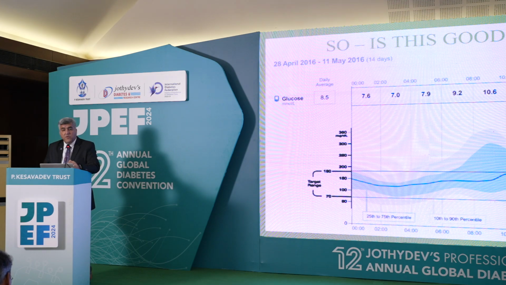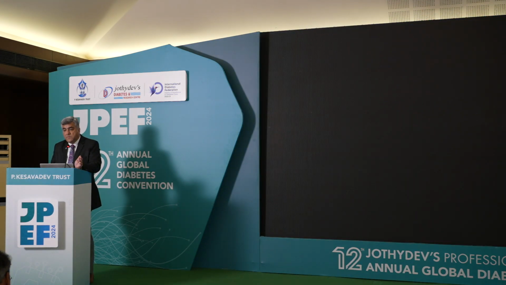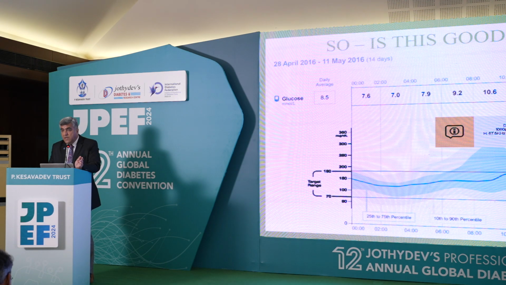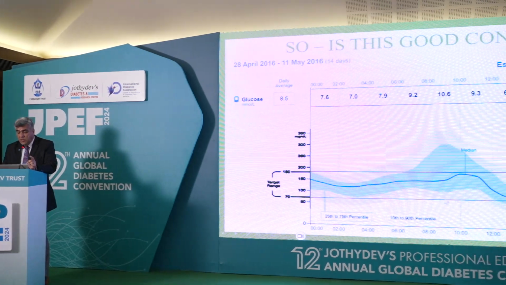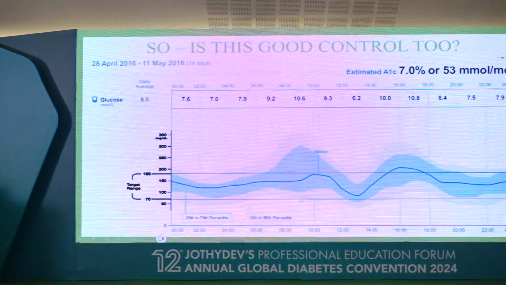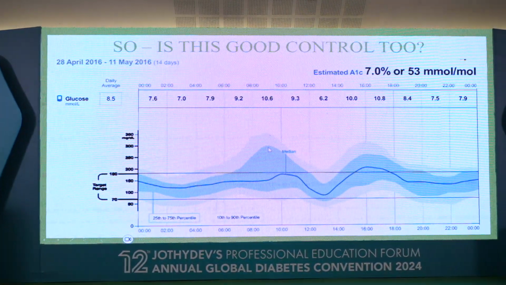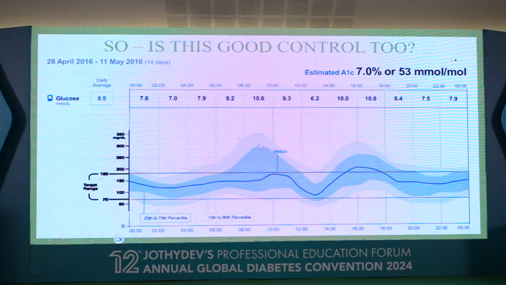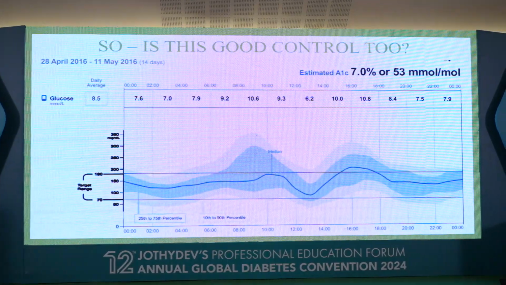So is this good control too? That's my question to you. Well, obviously no. You can see that there are zones of hypoglycemia and hyperglycemic excursion. So when we talk about something like this, that means there's a lot of inter-day variability. Look again at 9 o'clock. Within this period, the sugars have gone from 70 to almost 300 on different days. So this is a lot of inter-day variability.